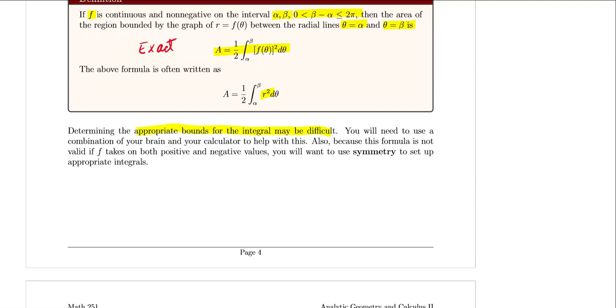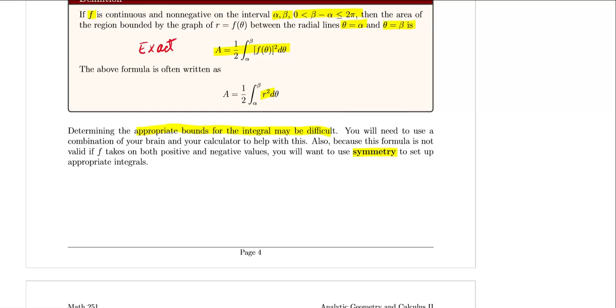However, I also want to mention that these problems could be made much easier if you use symmetry to set up the integrals. And I'll show you a couple of examples where we're going to be using symmetry to avoid some long, complicated problems.